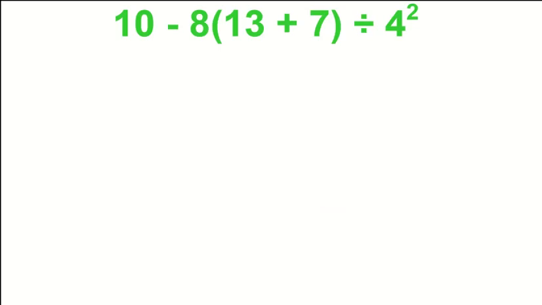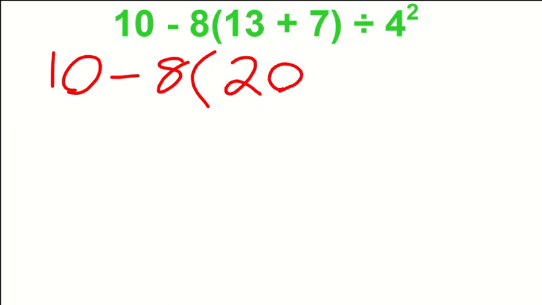All right. So look, what do I do first? Parentheses. I tried to include a little bit of everything on this one. So we do the parentheses first. We got 10 minus 8. 13 plus 7 is 20. And we got divided by 4 squared. I still have a parentheses there just because I can't really get rid of it yet. When there's a number next to the parentheses, what type of math is that? Multiplication. So that's when we do that part, is when we get to the multiplication part, okay?